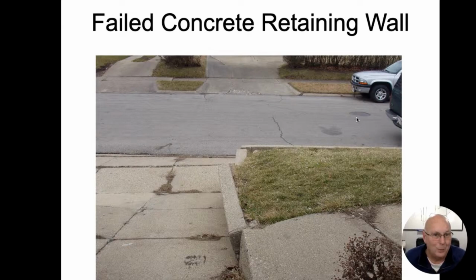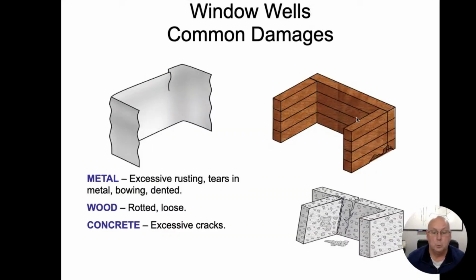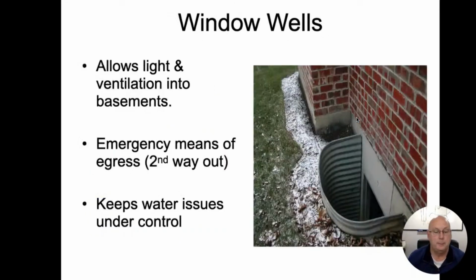These are the items that I don't like to wait until it's failed. This has already gone too far, and it just needs to be redone. So, window wells, keep the earth away. We also use them to be able to see out the windows themselves, and we need them for egress as well. So metal, wood, concrete, whatever they are, we're going to keep them in there.